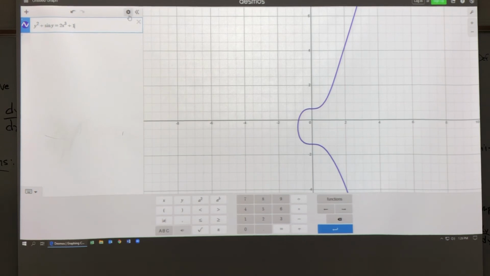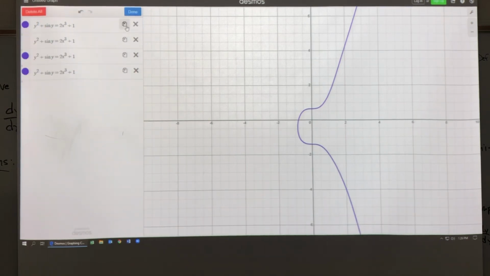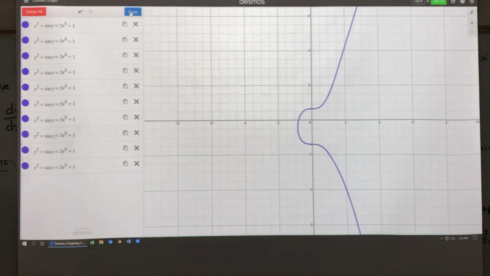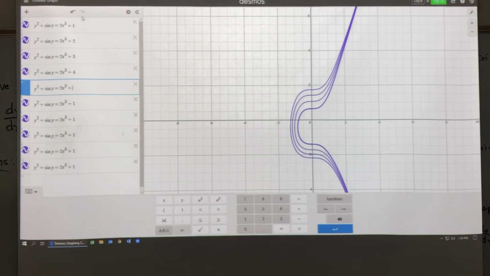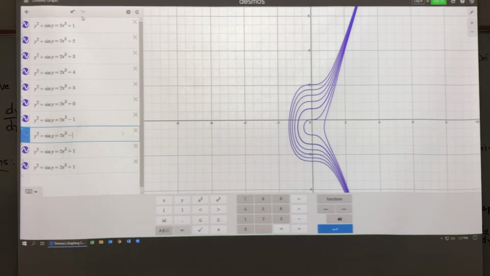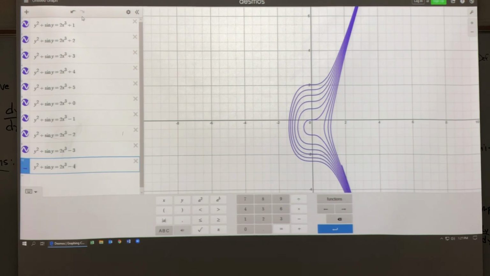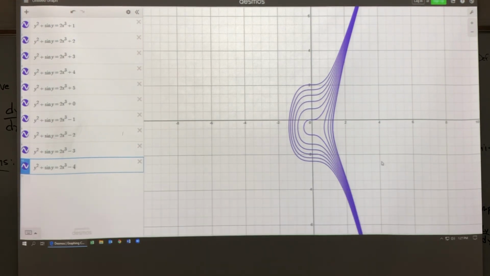Let's put a +1 there, and then we'll copy this a few times, and then just go change the constants here. Let's go +1, +2, +3, +4, +5. Let's do a 0, and a -1, and a -2, and a -3. By the way, they don't have to be integers. You can use decimals. You can use whatever numbers you want. But I guess I'll get rid of that.